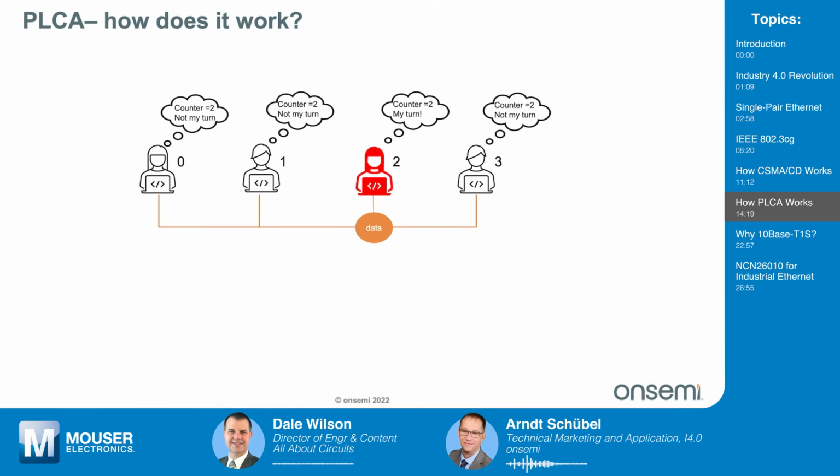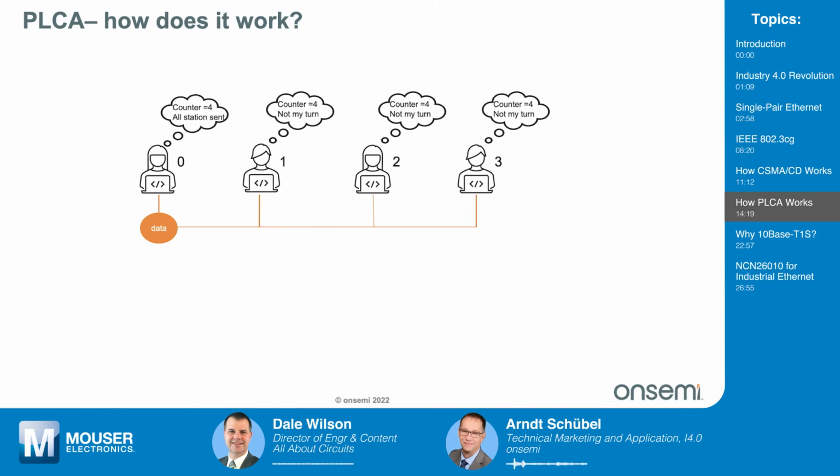And it continues. The counter goes to 2 after the data packet is sent, so the station with ID number 2 knows it's its turn. It sends its data. The counter increases again. It goes to 3. Number 3 knows it can send data. It sends its data. And then at the end, the counter goes to 4, but there is no 4.